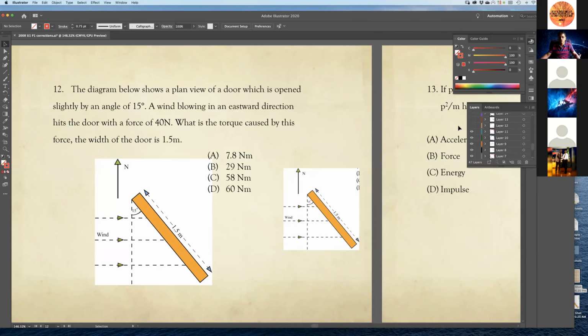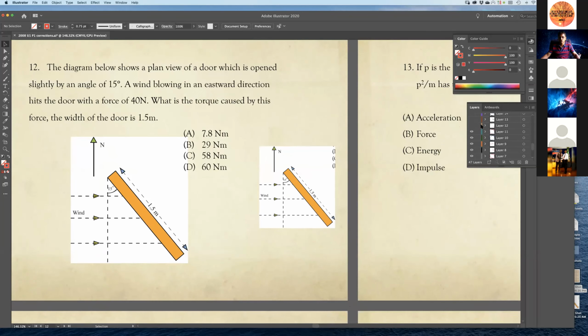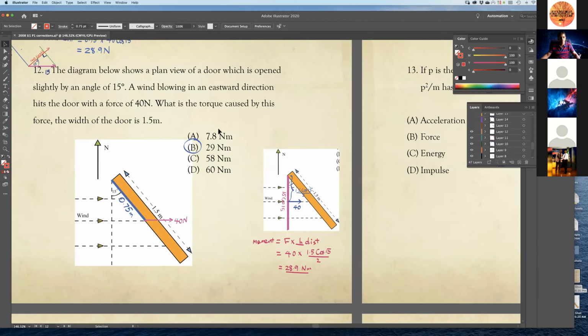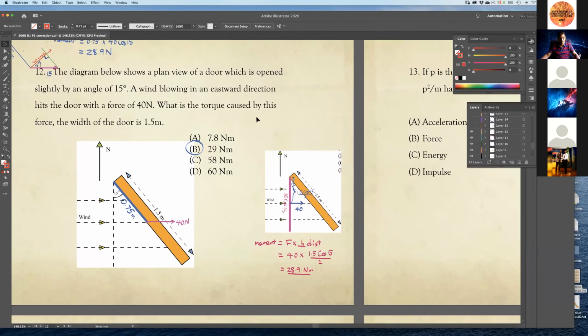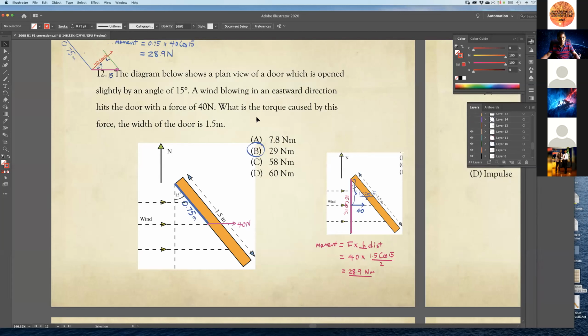Number 12 always gives trouble. What I did this time is I wrote two completely different solutions. I hope it doesn't confuse you too much. But I put down two solutions for number 12. All right, first solution.